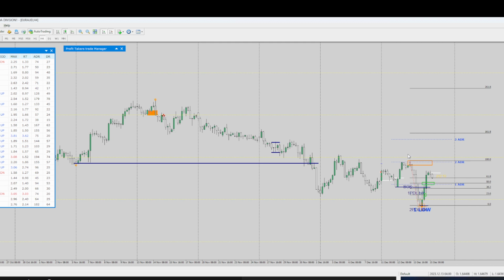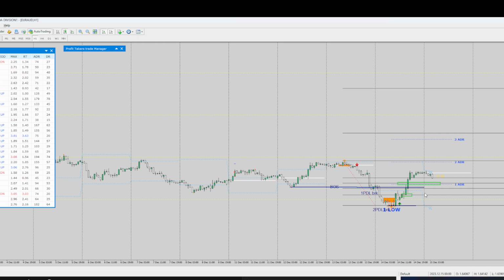Looking at the higher time frame, if this thing takes out this high here, then it's obviously game over. But if it retraces, that's great. But as we can see on the lower time frame, we did get where it broke structure enough to change.